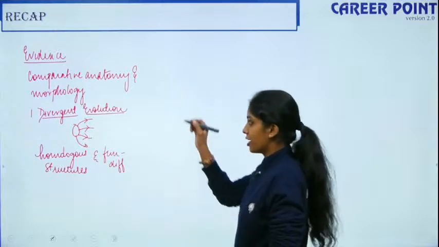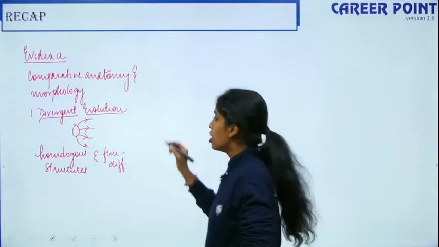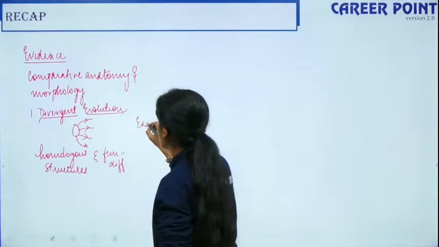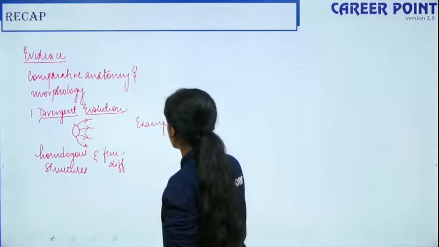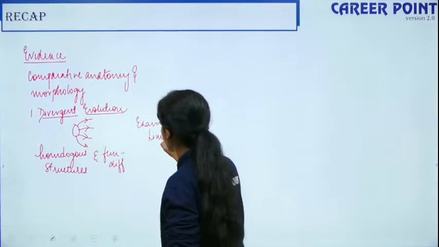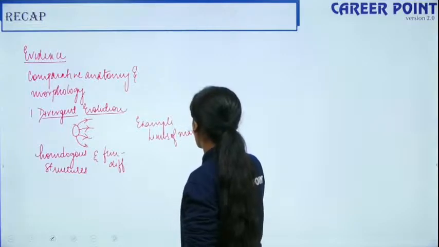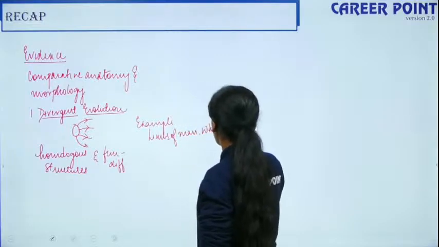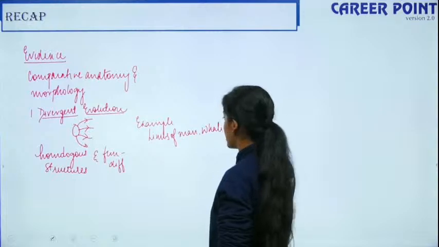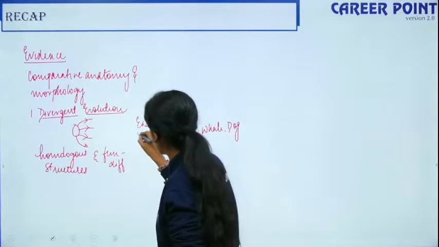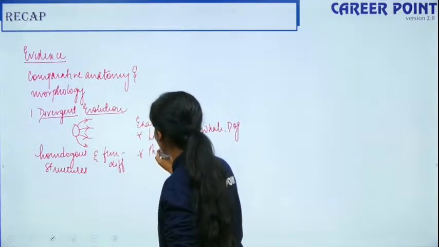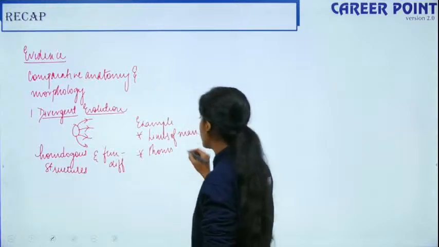Okay, so this is divergent evolution. Examples include the limbs of man, whale, dog or leopard, etc. So this is one example. Then you have thorns and tendrils of bougainvillea and cucurbita.